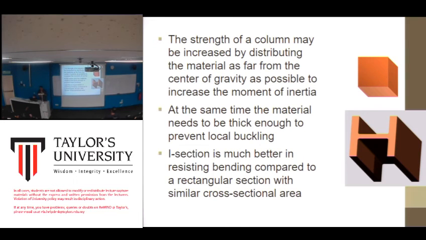So an I section is much better in resisting bending compared to a rectangular section with similar cross sectional area. So in the future, when you are contemplating whether to use a rectangular shape or an I beam, you can consider this thing, moment of inertia, right? So in this case, basically the I section compared to a rectangular or square section, the I section is better in resisting bending.